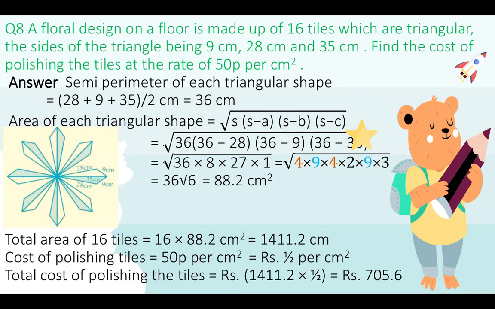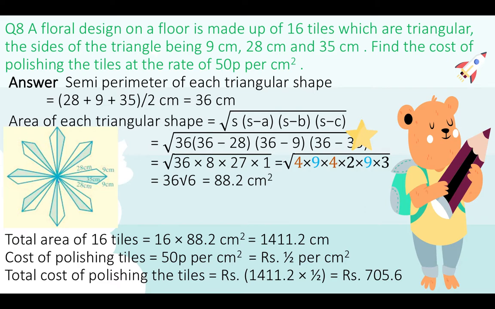I will get 36 into 36 minus 28, 36 minus 9, 36 minus 35. This is equal to 36 into 8 into 27 into 1. Then I will find the factors and finally I get 36 into under root 6 centimeter square. This is the area of one tile. Now I have 16 such tiles in the figure. I will multiply this area with 16. I will get 1411.2 centimeter square.